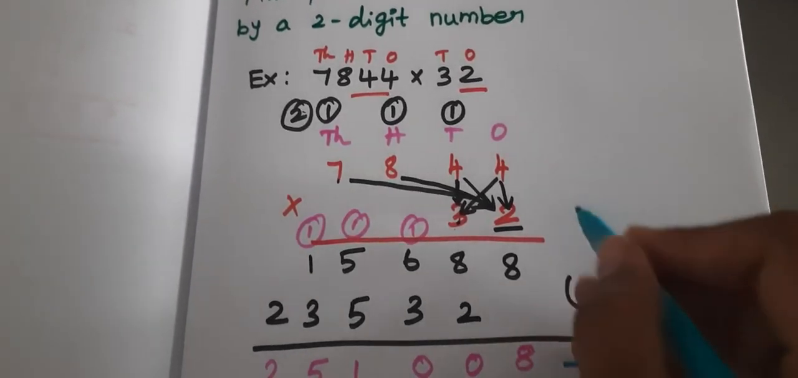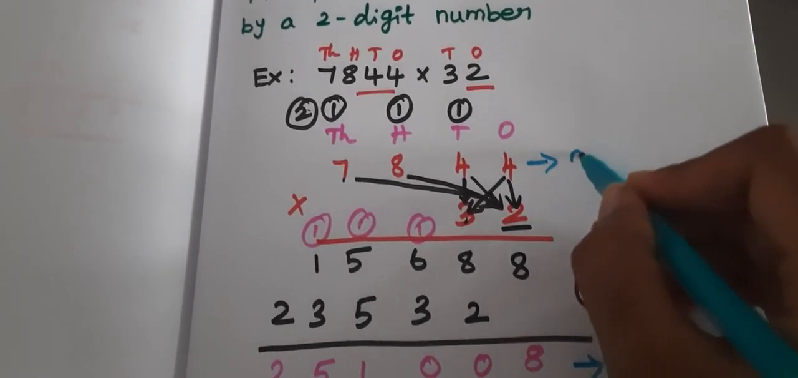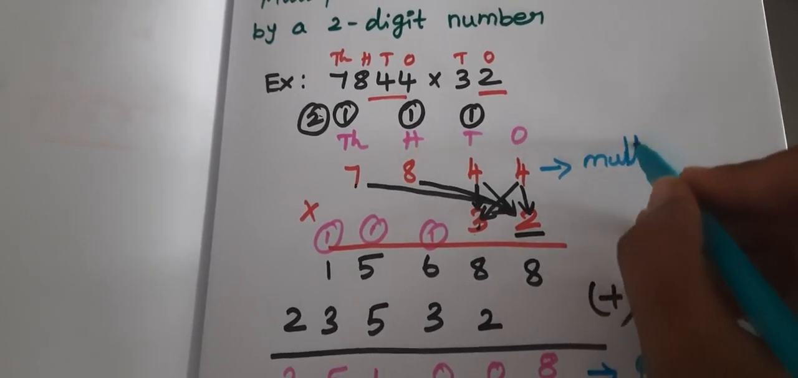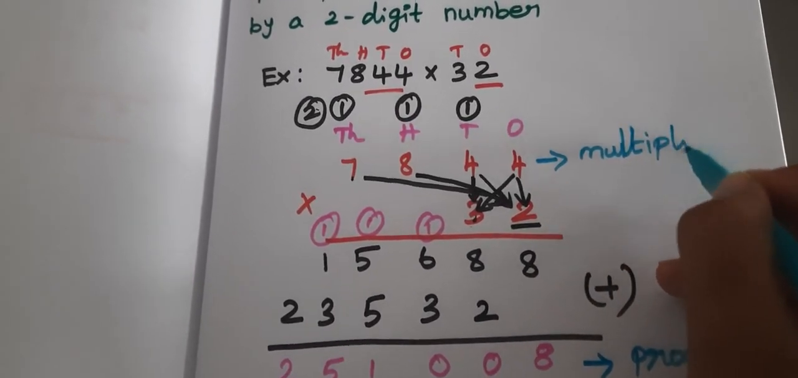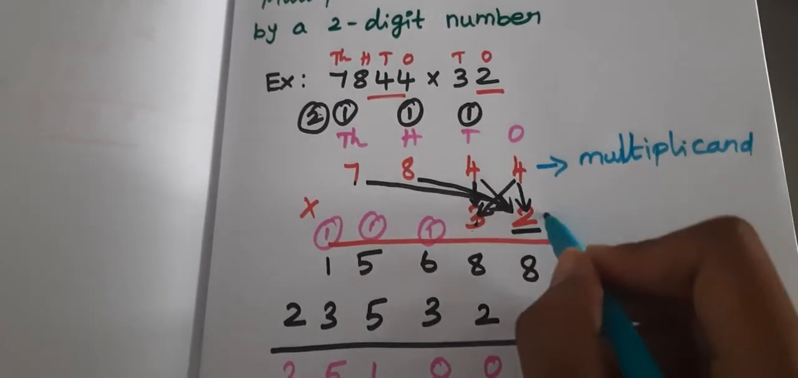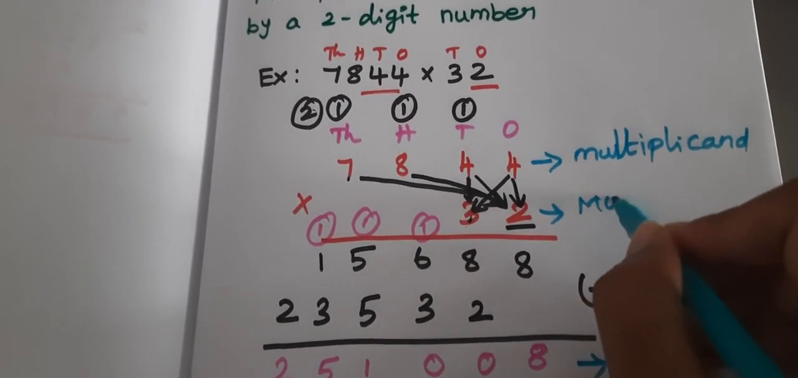Next one. This one is the multiplicand, because it is the first number. The second number we call the multiplier.